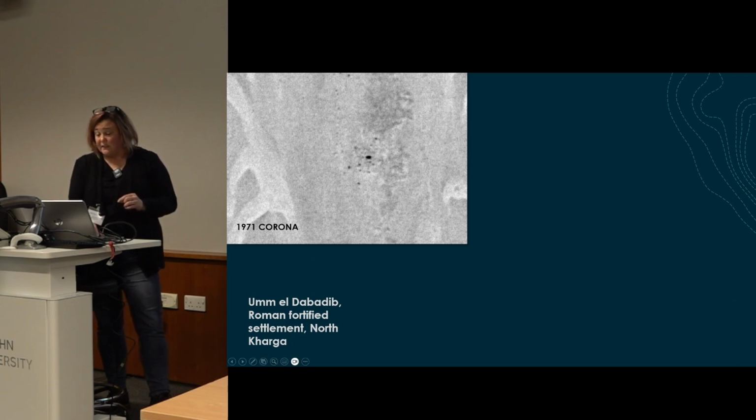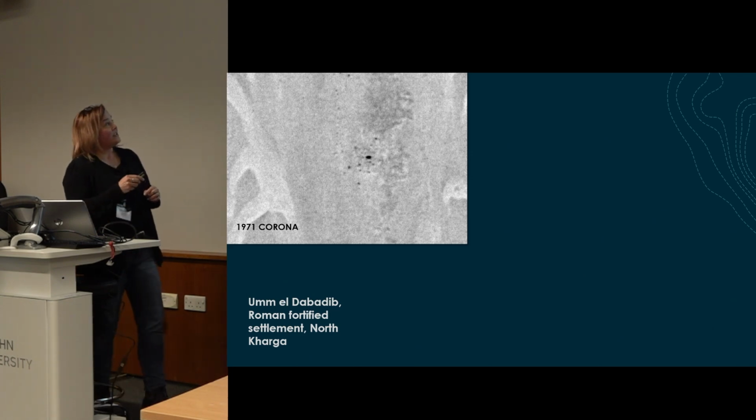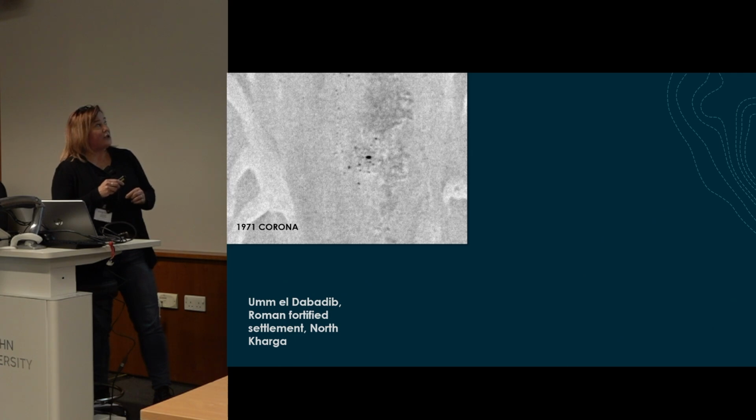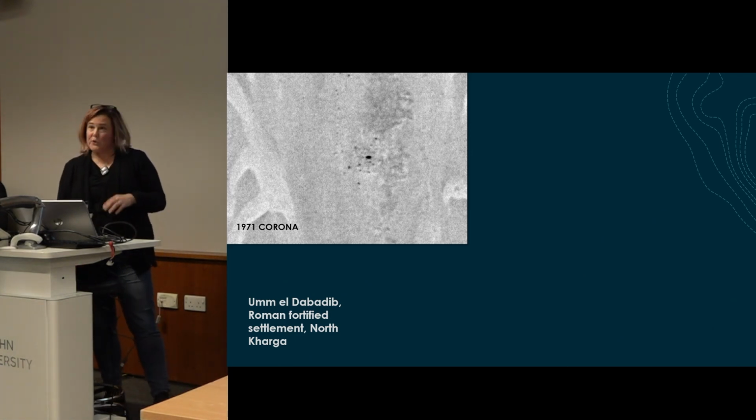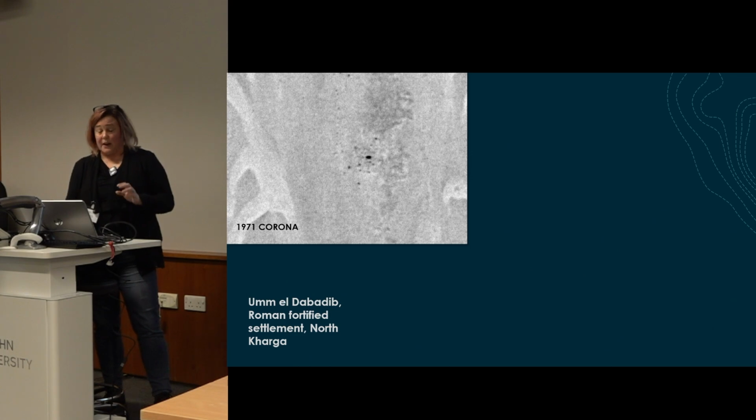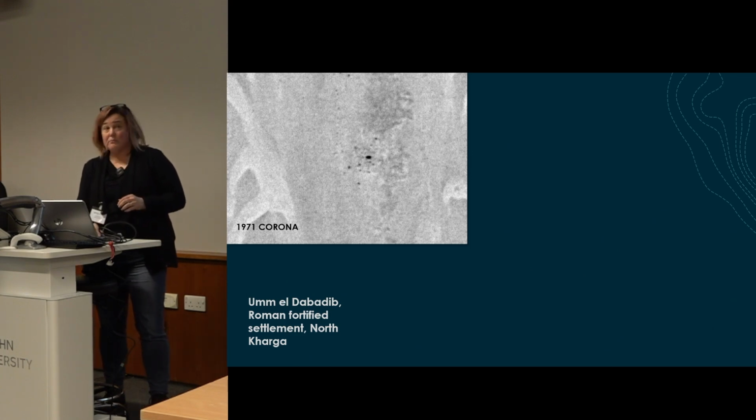So here's a 1971 Corona image showing the fortified settlement and surrounding area of El Dabadib in Kharga. You can just about make out the square shadow of the enclosed fort there. And this blurb here is actually the north wall of the fort itself. But if you had no prior knowledge of the site being there, you might actually miss this. And you can see why Corona hasn't been used quite so much in North Africa.